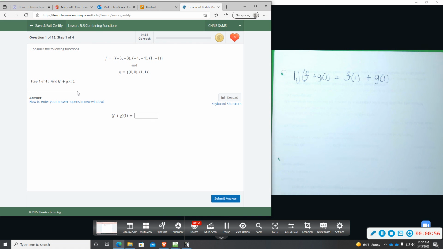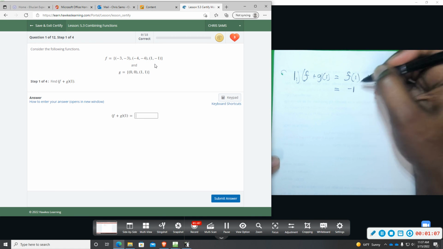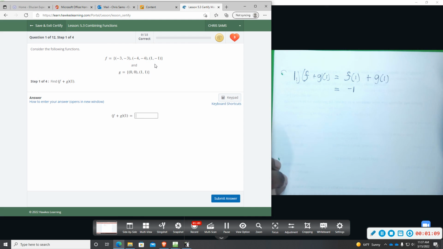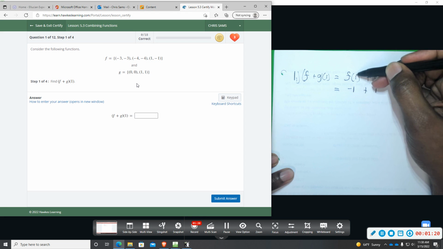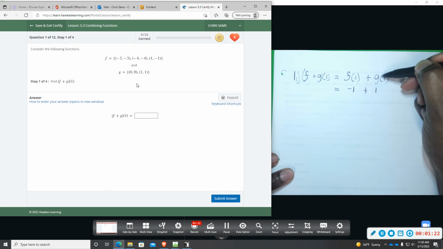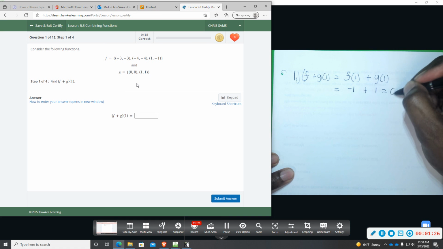So I'm going to go to f, up here these ordered pairs. When x is 1, the y value that we get is -1. So I'm going to replace this with a -1. So I give you x, you give me y. We're going to do the same thing with g. So in the g equation, the ordered pair 1, the y value is 1. So we're going to replace that with a 1. So f of 1 is -1, g of 1 is 1. When you add those together, you actually subtract because they're different signs, and you get 0.